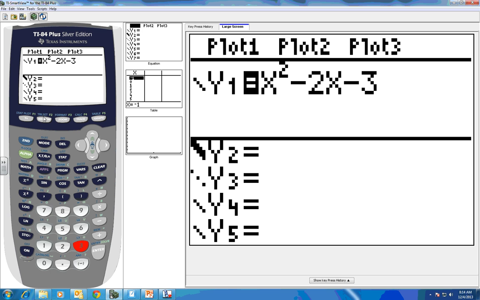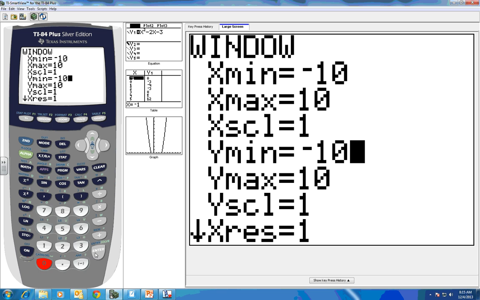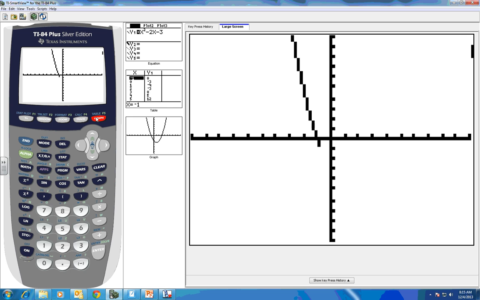Okay, we want our window. I don't know what we need for our window, but let's do negative 10 to 10, our standard viewing window. Okay, and then we're going to hit graph. Now, some of these you're going to cross at nice, neat points. Some of them you won't. This one, what do you think my answer is? Okay, it crosses right here at 3 and right here at negative 1.